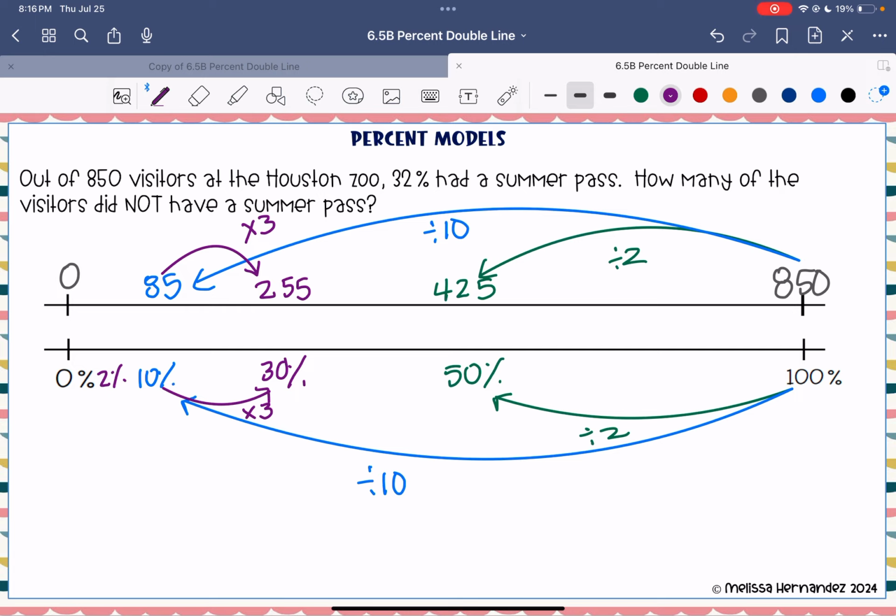Okay, now I want to know what 2% represents. Now, I can easily go from 10% to 2% by dividing by 5. And then I'll have to divide 85 by 5, which will give me 17. Now, what I want you to notice is I figured out what 2% represents, and I figured out what 30% represents. If I add 30% plus 2%, that gives me 32%.